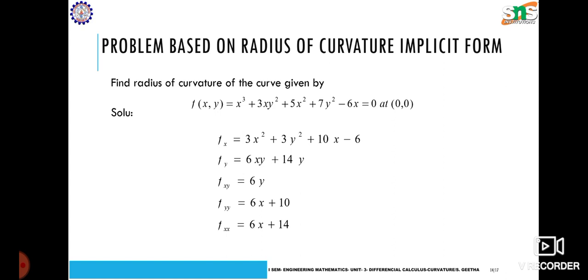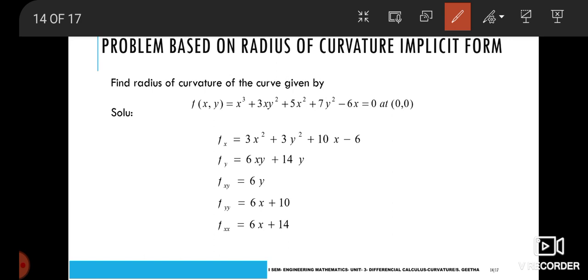This is the equation, at the point 0, 0. So we have to find fx. Fx means we have to differentiate this equation with respect to x. First of all, we differentiate x alone. So x cube gives 3x square. Here we have x, that becomes 1. So 3y square. Here we have x square, so 10x minus 6. Likewise, we have to go for fy.